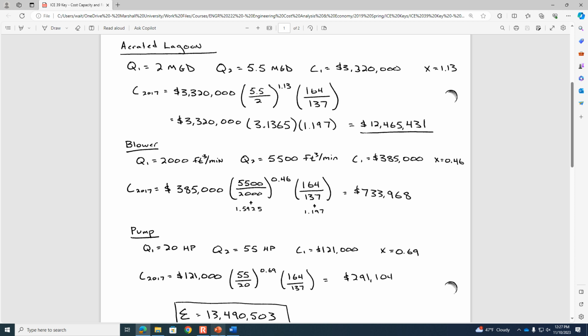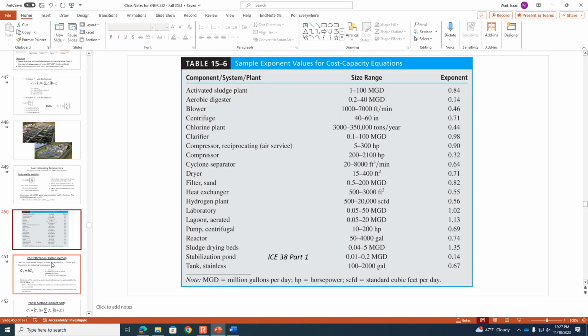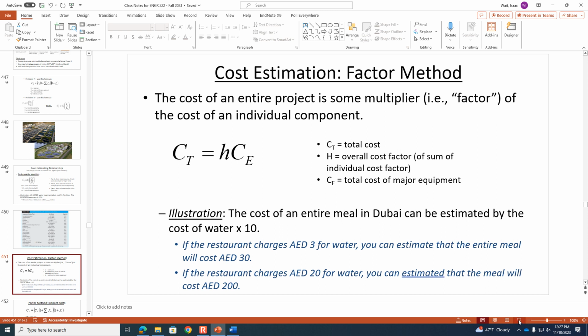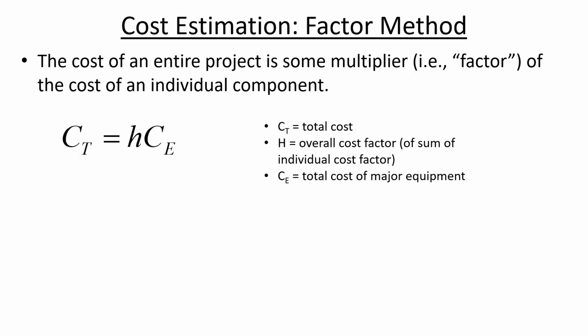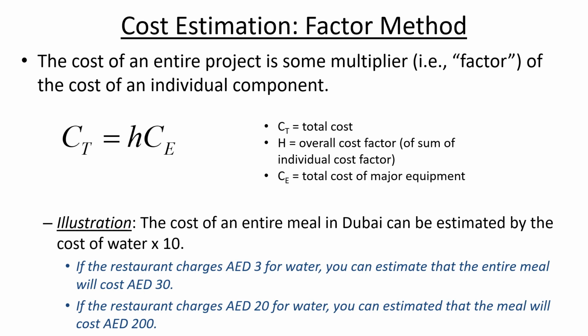Okay, we've got 2 other things I want to introduce, so we'll have to move quick. There's the factor method, where what it says is that the cost of an entire project is usually some multiplier or a factor of a component which is a major cost factor for the project.